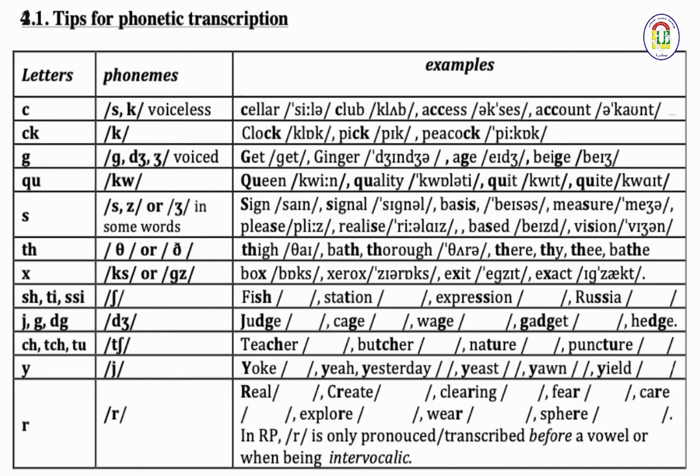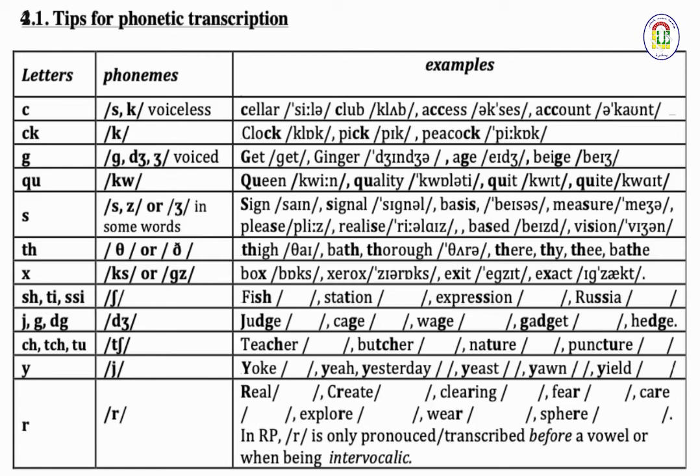SH, TI, and double SI sometimes are pronounced as sh, like in fish, station, expression, Russia. J, G, or DJ could be pronounced as J, like in judge, cage, wage, gadget, hedge. CH, TCH, and TU could be pronounced as the phoneme ch, like in teacher, butcher, nature, puncture.